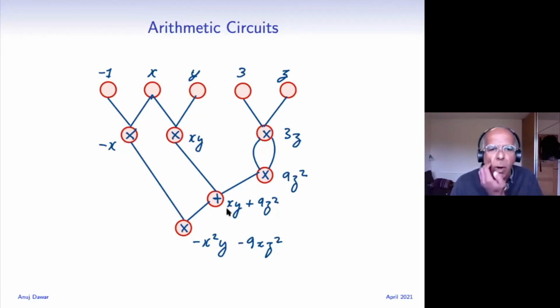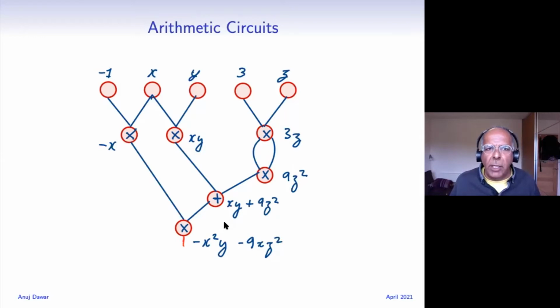I'm allowing no other operations. So every gate in the interior can be seen as computing some polynomial formed by additions and multiplications from the input. There is a designated output gate over here. If you work it out on this one, there's nothing special about this polynomial. I just wrote down a circuit pretty much at random. You get the polynomial minus x squared y minus 9xz squared. That's what this particular circuit computes.